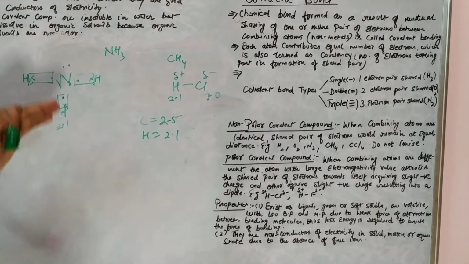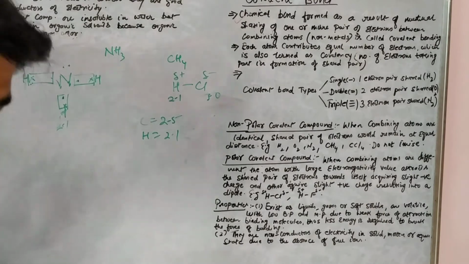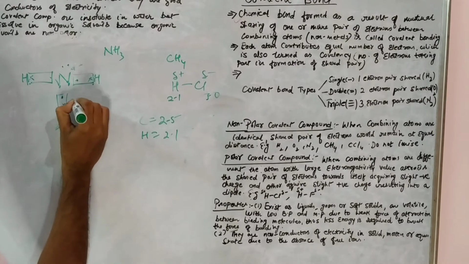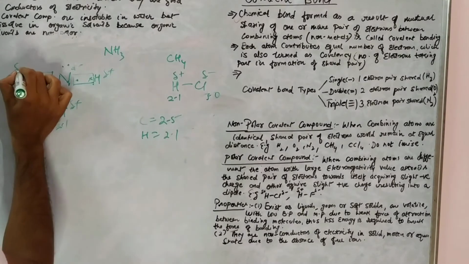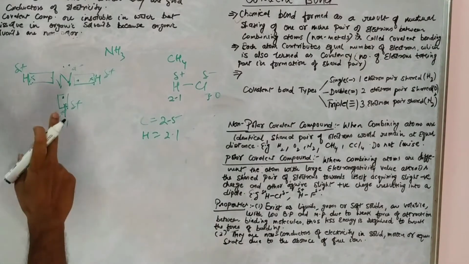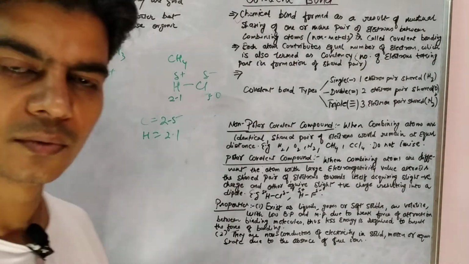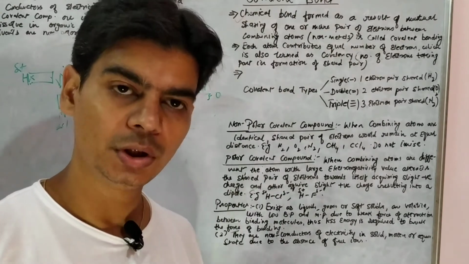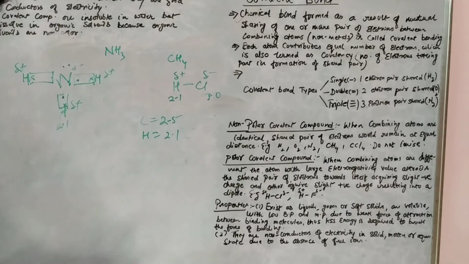Since there is a high electronegativity difference between nitrogen and hydrogen, and the electronegativity of nitrogen is high compared to hydrogen, nitrogen will develop a slight negative charge, and all hydrogen atoms will develop a slight positive charge, right? And since it is a polar covalent molecule, ammonia gas is highly soluble in water, and it forms ammonium hydroxide when dissolved in water, creating ammonium and hydroxyl ions.